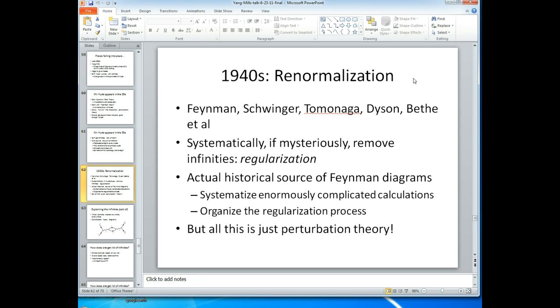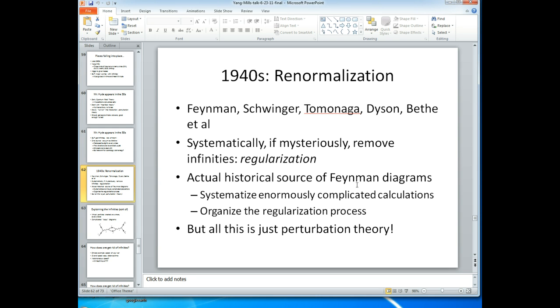Well, it turns out it was possible to deal with these infinities. It's called renormalization. And Richard Feynman, I've already introduced the idea of a Feynman diagram, we'll see this come up again. Schwinger, Tomonaga, Dyson, Bethe, those are the big players, but of course a lot of other people helped. They systematically, if mysteriously, removed the infinities in the calculation. And the mysterious part is, even to the originators of this, it was mysterious and pretty ad hoc.